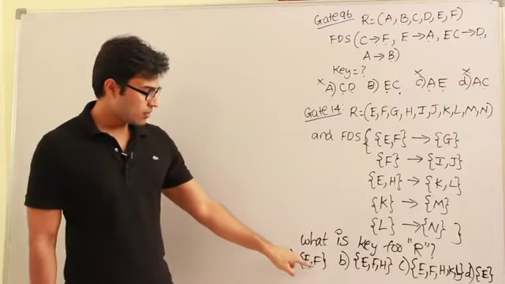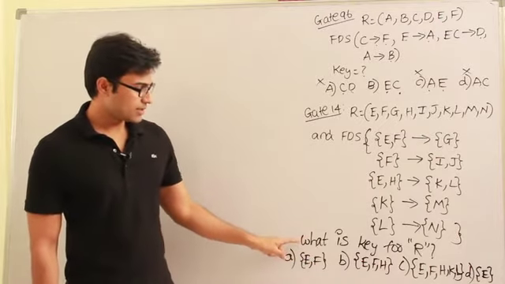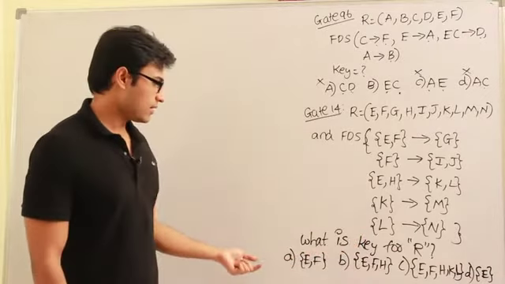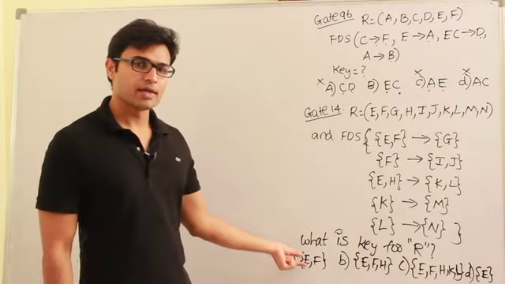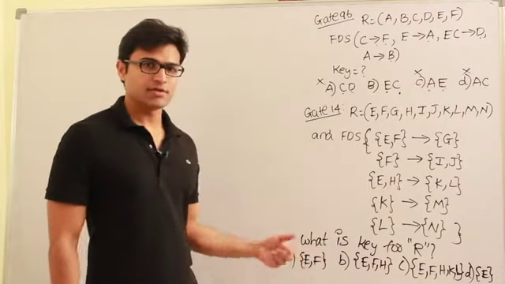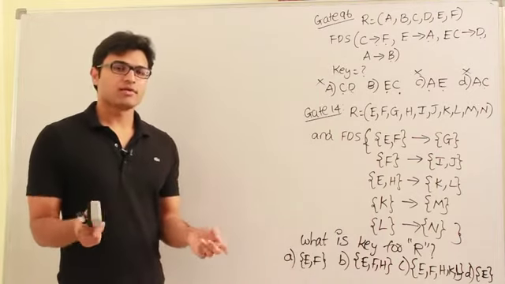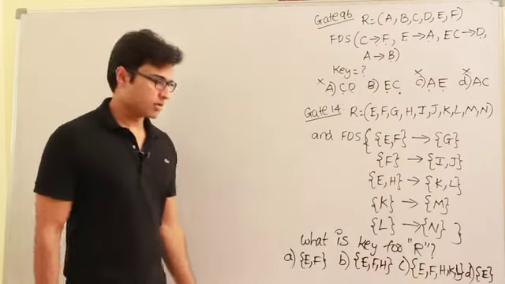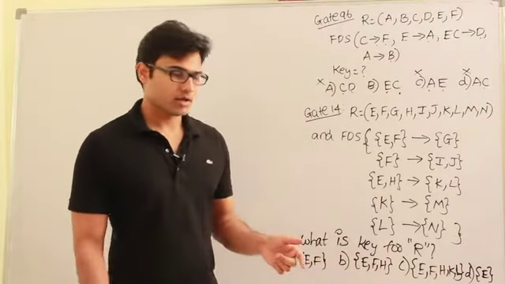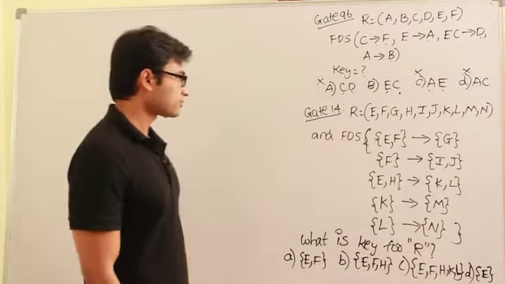So they don't mean that it is actually two different keys E and F. Because the wording is what is the key for R. From that wording you should understand that they are not talking about E and F as individual keys. They wanted to say E and F, both attributes combined together, they are talking about it. And here also E, F and H, these three attributes combined together, they are talking about it, right? Here also E, F, H, K, L, and last one is E, right?